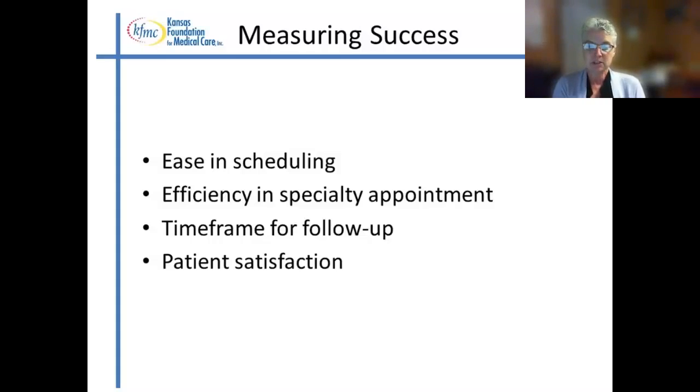Then think about, are the specialist appointments more efficient? You could assess this by reaching out to the specialist after a few patient visits to see if they're able to conduct more thorough initial visits. Looking at follow-up, does it take a week to get the office visit note back from the specialist currently? After implementing a collaborative agreement, monitor the time it takes to receive that report and see if the time is shorter. And then, of course, we need to think about the patient experience. Follow up with your patients you've referred and get their feedback. Are you hearing positive feedback from them?